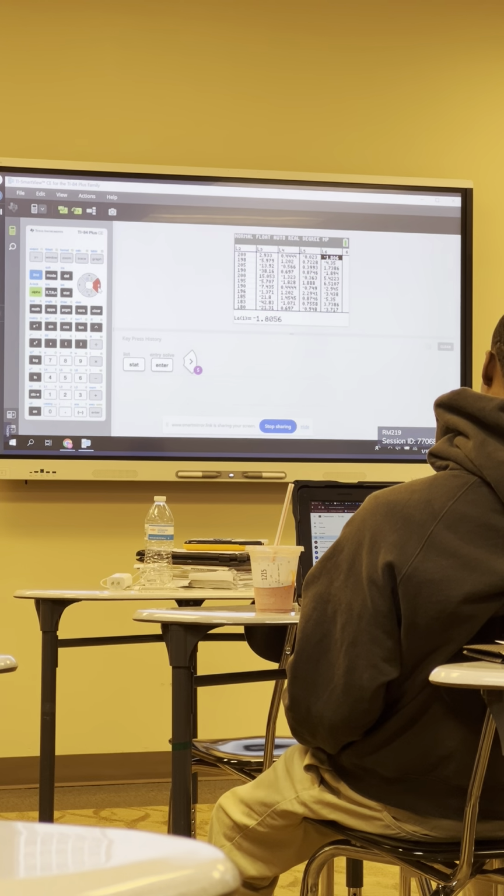How many numbers can you put in each one of these lists? 999. So we have roughly 6,000 numbers we can put into the calculator, okay? So we do a lot of lists. And we do the calc too, right? One variable set gives you an X bar, sample mean, sample standard deviation, and the minimum, Q1, median, Q3, and maximum, right?